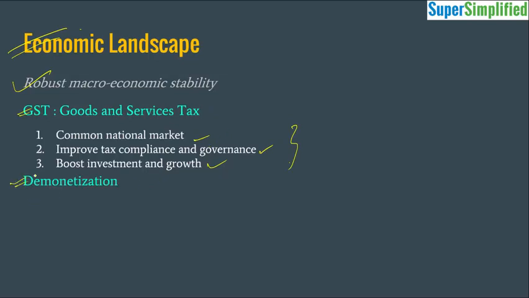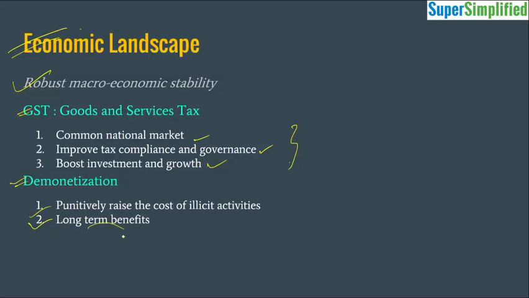Another major development was demonetization, which was announced on 8th November 2016. So why was it done? What were the objectives behind that? First of all, to punitively raise the cost of illicit activities like stashing of the black money. And point number 2, it has a lot of long-term benefits in the digitalization of the economy and increasing the tax bracket and all those things, right? So we will discuss this in the 3rd chapter in detail with all the statistics and the figures. It will be very interesting.